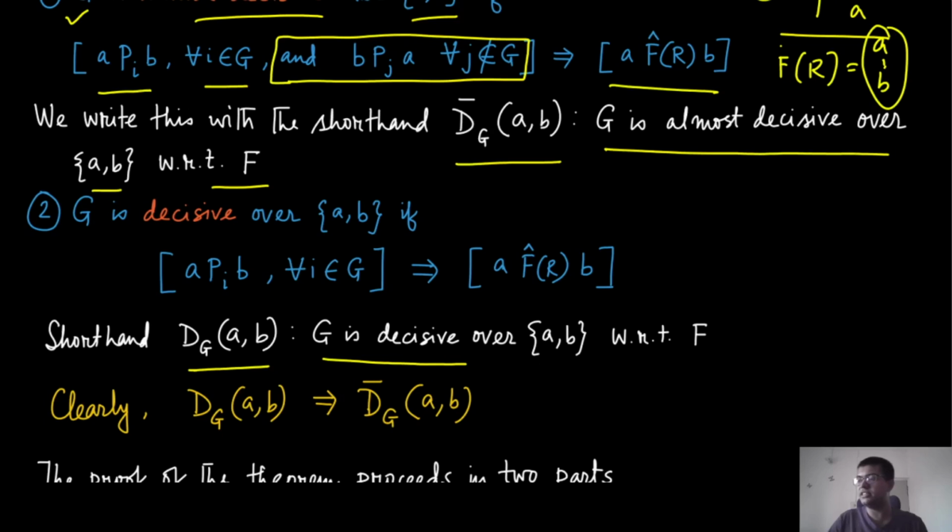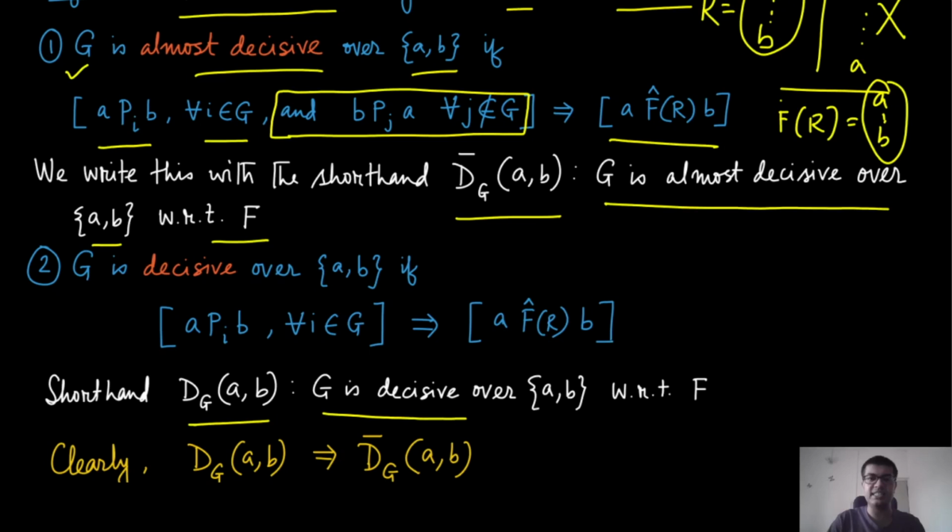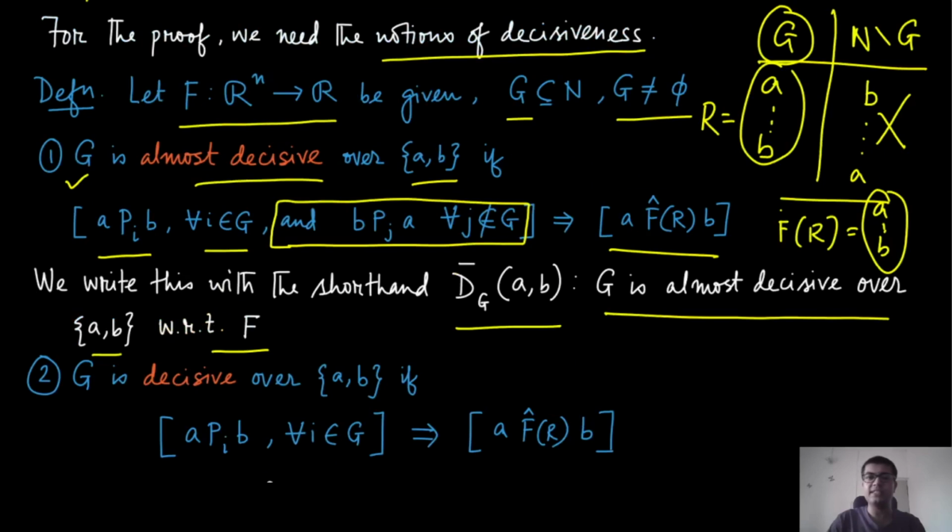And it is not difficult to see that this implication holds. Whenever a particular group is decisive, it is also almost decisive. Why is that true? Because in the if condition of almost decisiveness, we are actually using a much stronger, more restrictive condition. Only if A is strictly above B for G and B is strictly above A for everyone else do we need F of R to have A strictly above B. While for decisiveness, you don't really need this second condition. So in that sense, it relaxes the if condition a little bit. Therefore, the property of decisiveness is more restrictive.